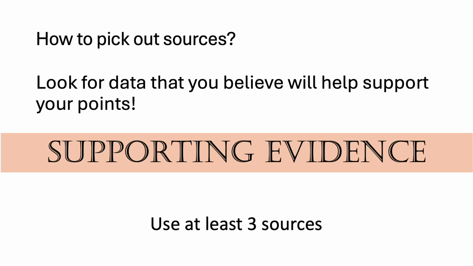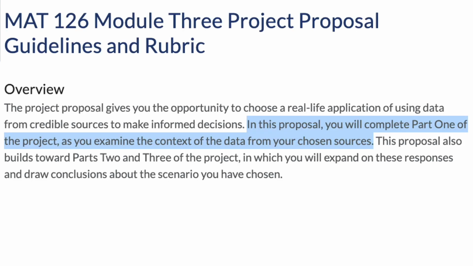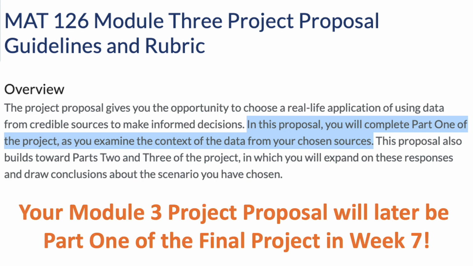Now going back again to the assignment at hand, which is the Module 3 project proposal, what does this project proposal aim to do exactly? As it says here, in this proposal you will complete part 1 of the project as you examine the context of the data from your chosen sources. So the Module 3 project proposal is actually part 1 of the course project. What you do for this assignment will later be revised and included in your final draft, which has parts 1, 2, and 3.